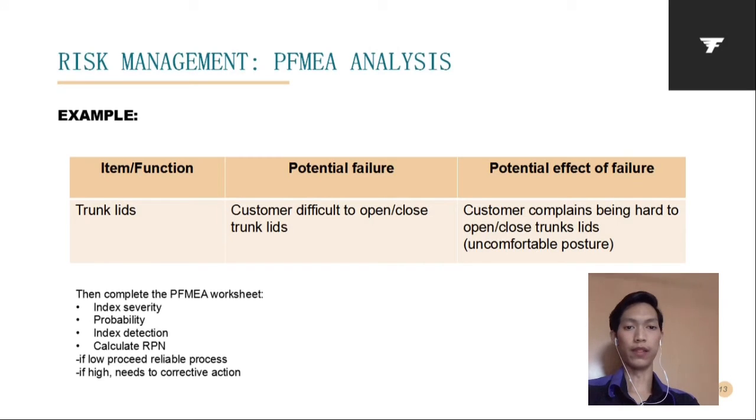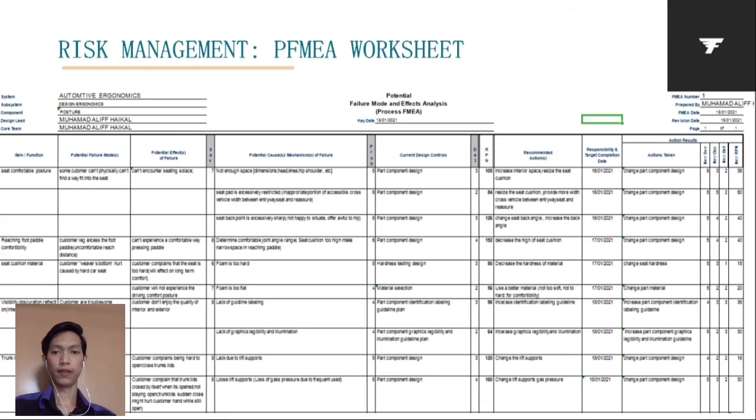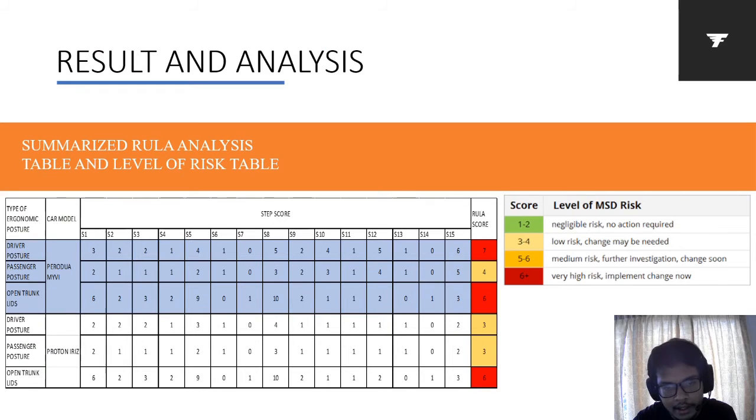If RPN is low, we can proceed with a reliable process. If RPN is high, we need corrective action. This is all the items that have been listed in the PFMEA worksheet with old RPN and new RPN. I take one example: sit comfortable posture, old RPN is 105 and new RPN is 36. Next, this is the PFMEA worksheet from our group project. As you can see, that's all from me. Thank you.